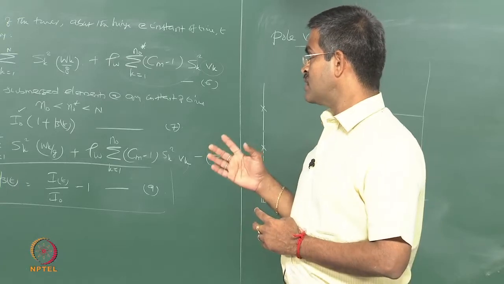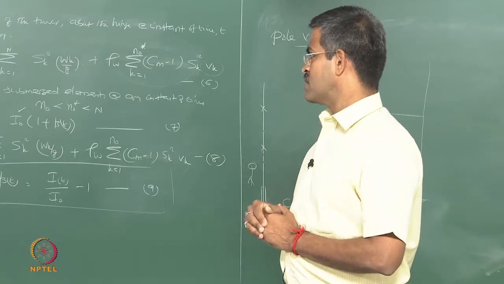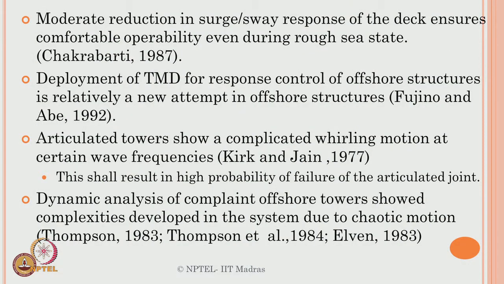So Kirk and Jain 1977 attempted this and showed that the whirling motion which are complicated in nature can also be controlled, which will have a large probability of failure of the articulate joints, can be controlled if you have the response control. Thomson 83, 84 and Liu 83 showed that the complexities developed in this kind of motion is chaotic in nature, will challenge the stability of the platform.